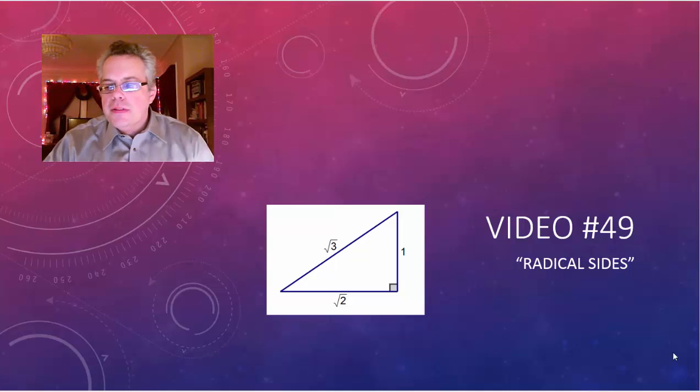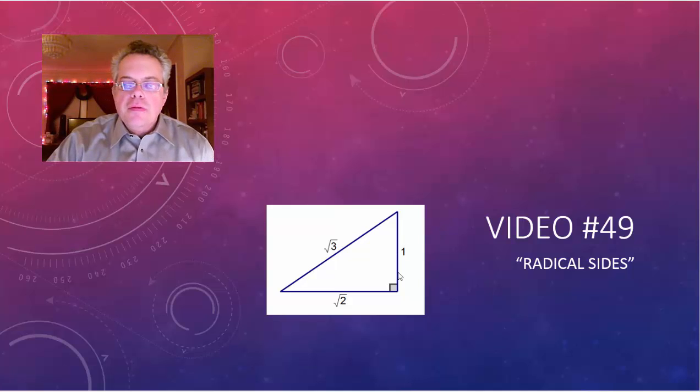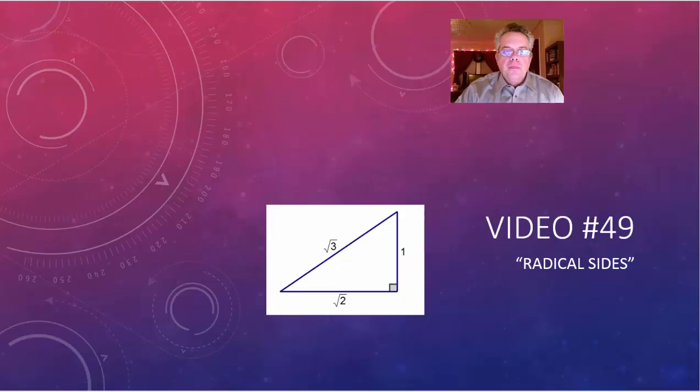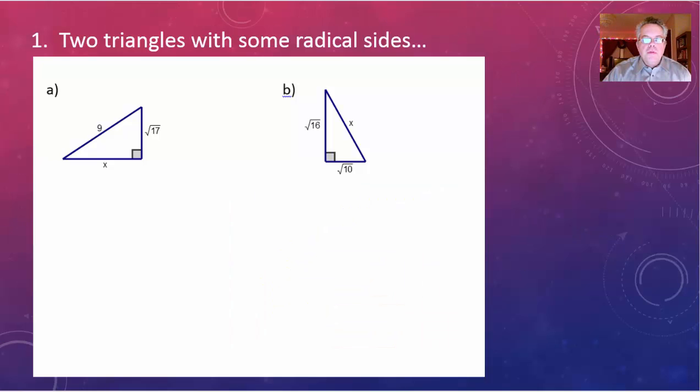It's called Radical Sides. We're going to use the Pythagorean theorem to solve some triangle problems where some of the sides have square roots. This will be really quick. Here are our first two examples.